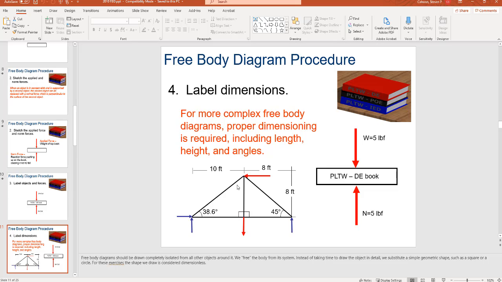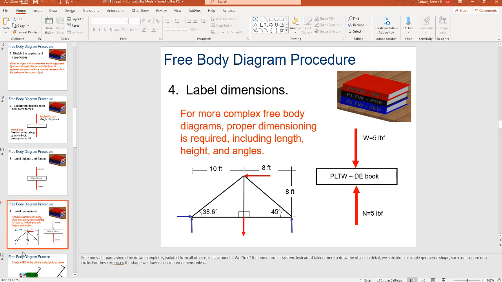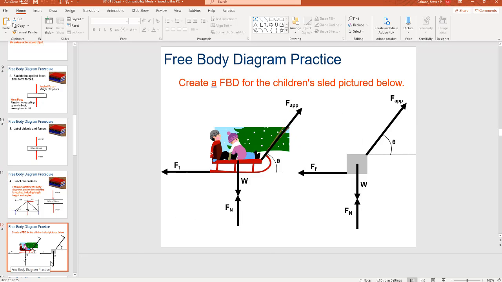But just notice that we call this a truss. Okay, this is a truss, T-R-U-S-S, kind of like the side of a bridge. They also hold up maybe the roof of your house, like up in the attic, there's a whole bunch of these. And so we have to label the lengths if we know them and the angles if we know them. Free body diagram practice.